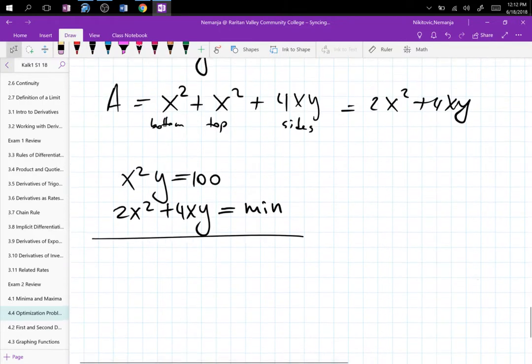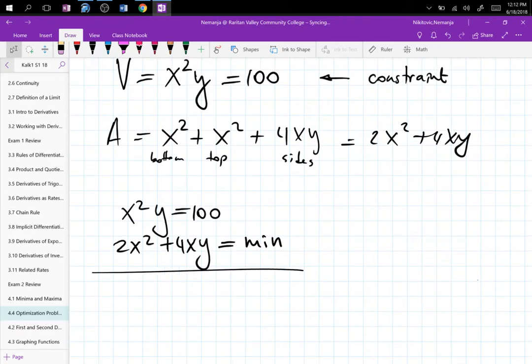I expect you to be able to compute this now. I already did 3 or 4 of these. Solve the top one, y equals everything else. Plug it in the bottom one, cancel what you can, hit it with the derivative. That's good.